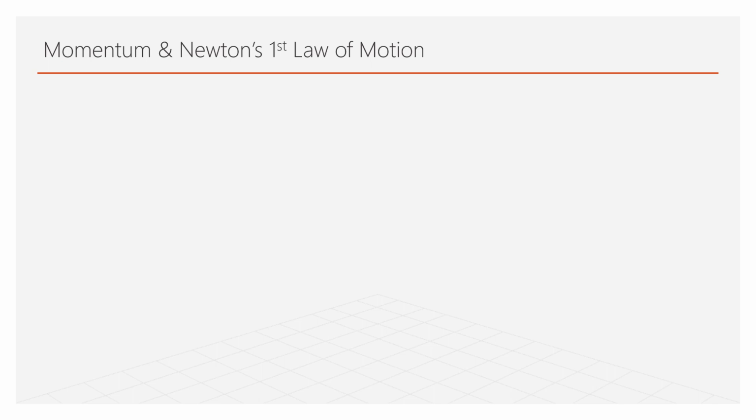The final topic is momentum and Newton's first law of motion. You probably noticed that we skipped Newton's first law and we started at Newton's second law. The reason for that is because we need to develop an understanding of momentum, which we get from Newton's second law, to better understand Newton's first law of motion. So let's go ahead and do that now.